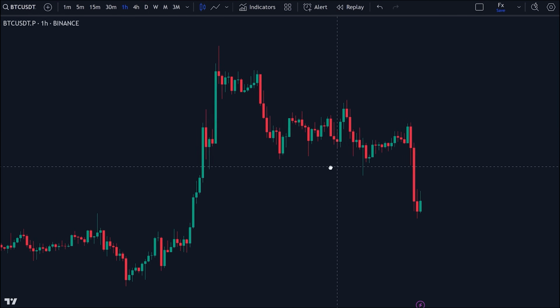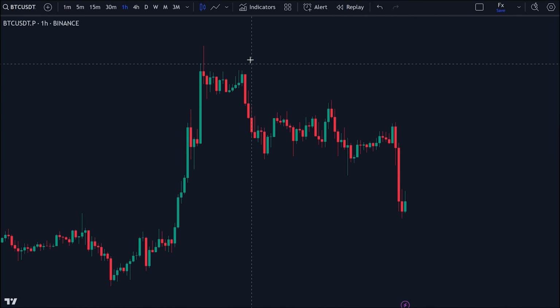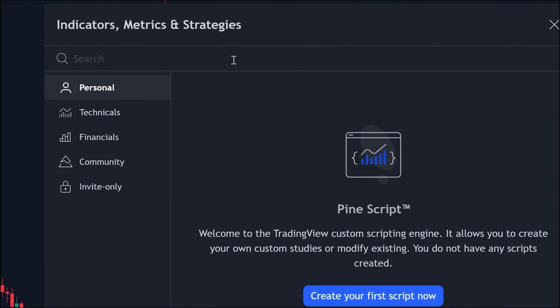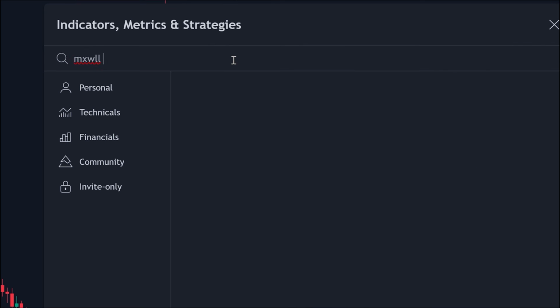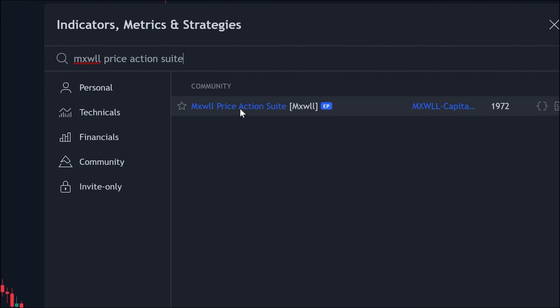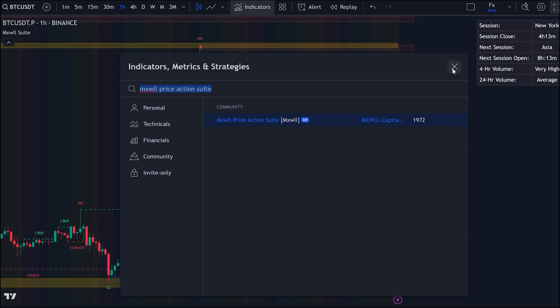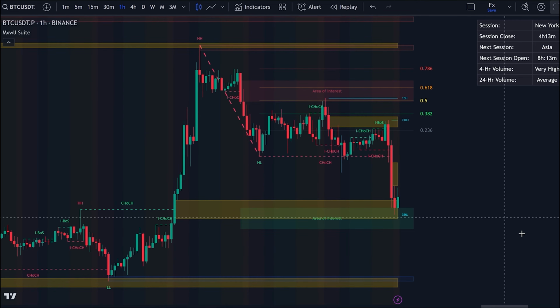Setting up the indicator on your chart is a simple process. Click on Indicator. Search for Maxwell Price Action Suite. It's going to be this one called Maxwell Price Action Suite, the editor's picks version, EP. Select the Maxwell Price Action Suite, the editor's picks version, EP. That's it. Now, let's take a look at the Maxwell Price Action Suite indicator on our price chart.